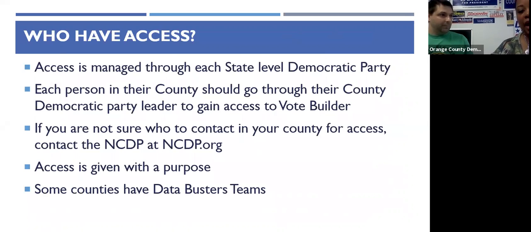So if you're in your county, you would need to find out who your county Democratic Party leader is to gain access. If you do not know who your party leader is, or you're just not sure who to contact to get access to Votebuilder, you can always go to the North Carolina Democratic Party, because access is given with a purpose. Everyone is not just granted access to Votebuilder. So it's very important that you continue to go to your county Democratic Party leader to gain access.